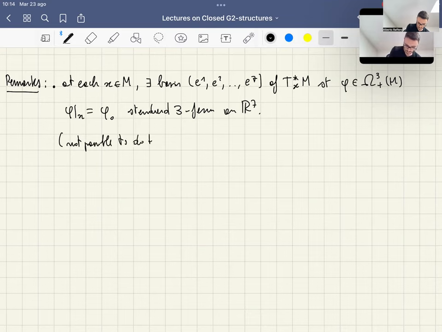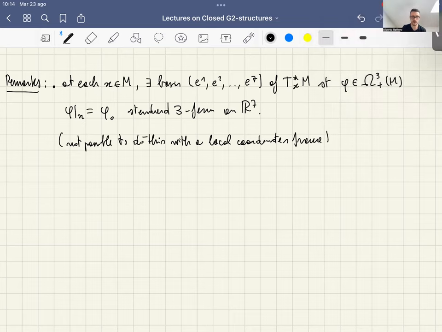to do this with respect to a local coordinate frame. You can do this only when the G2 structure is actually integrable, which is a much stronger condition that has to be satisfied by the G2 structure.